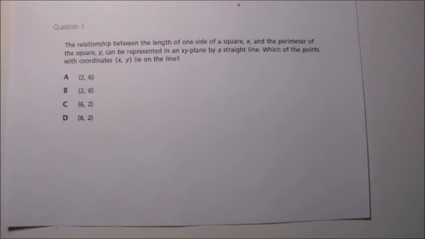The relationship between the length of one side of a square x and the perimeter of the square y can be represented in an xy plane by a straight line. Which of the points with the coordinates x, y lie on the line? And I do have sympathy for you guys. This is complicated stuff when you're dealing with proportional relationships in the world of charts and graphs. Some of the questions can sound not only weird, like esoteric, like just not what you run into in your everyday life, but they can also just be worded in a confusing way. But let's break it down.